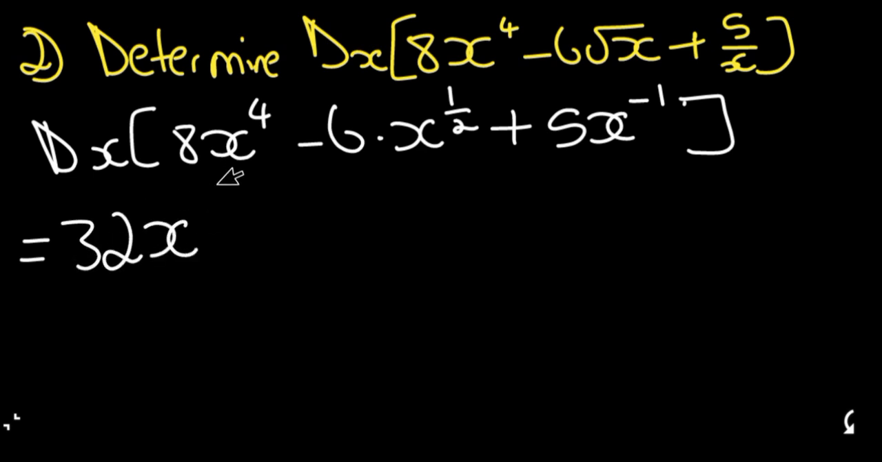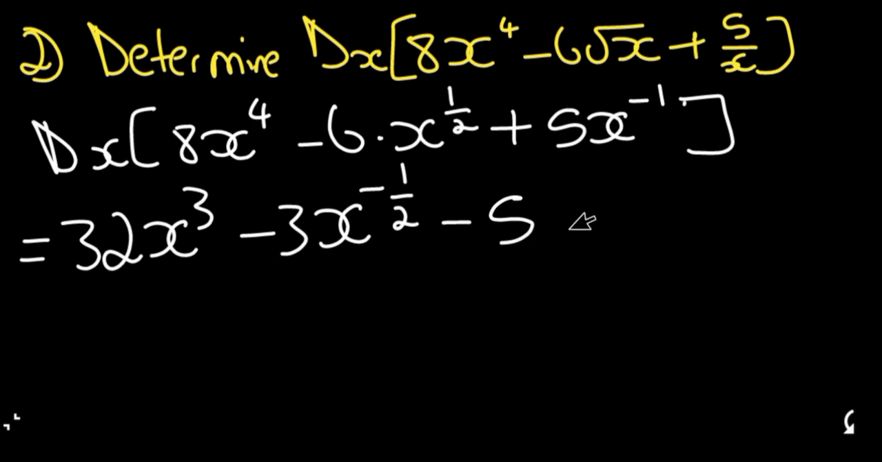X to the power of 4 minus 1, you're gonna get 3 minus 6 times half. 6 times half is simply negative 3. X to the power of half minus 1, we're simply gonna get negative half. And then negative 1 times 5, you're gonna get negative 5. X to the power of negative 2. This is our final answer.